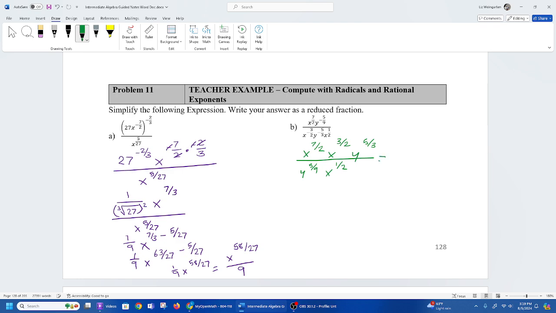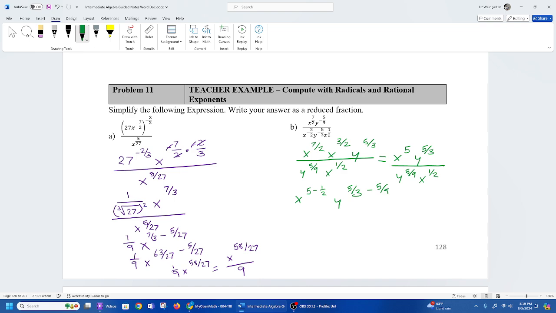Now I'm going to combine like terms on the top. I'm going to add 7 halves plus 3 halves and get x to the 10 halves, or x to the 5th, y to the 5/3, over y to the 5/9, x to the 1/2. Now I can subtract the exponents that are on the bottom from the exponents on the top. So I'm going to have x to the 5th minus 1/2, y to the 5/3 minus 5/9.